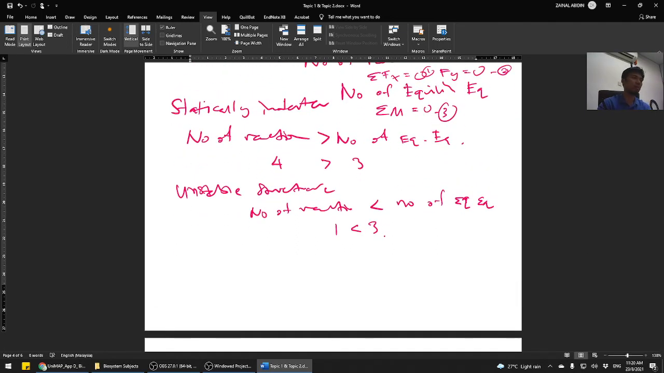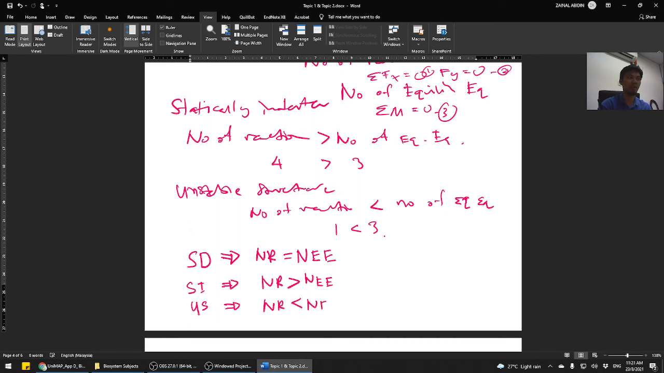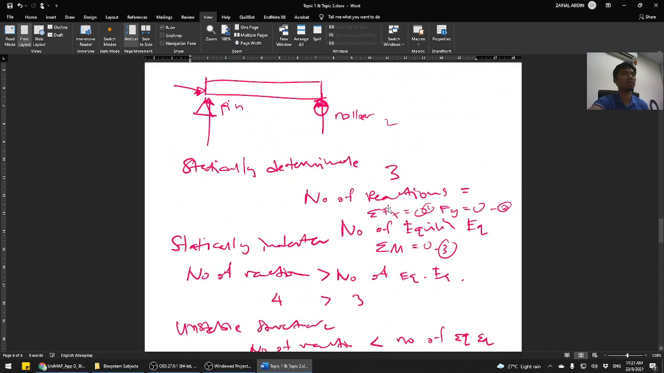For statically determinate, SD, the number of reactions must be equal to the number of equilibrium equations, NEE. Statically indeterminate: the number of reactions is more than the number of equilibrium equations. And unstable structure, US, is when the number of reactions is less than the number of equilibrium equations. Okay? You got it? So how to answer that? This. So you get 3 marks if you write things like this.